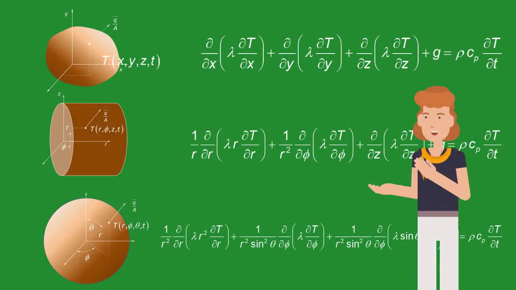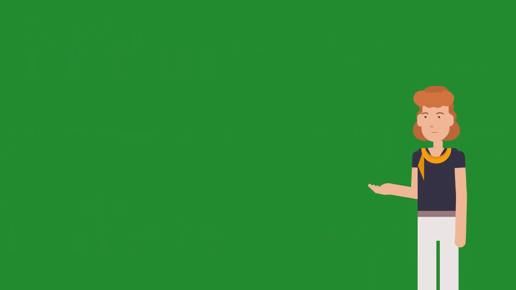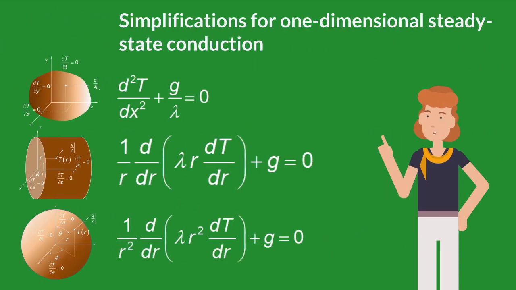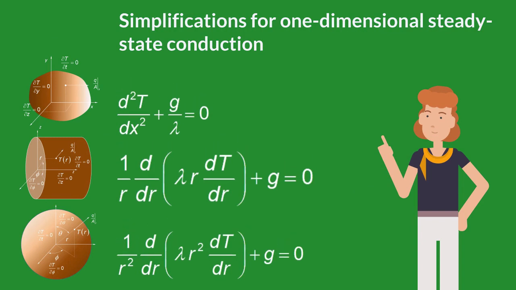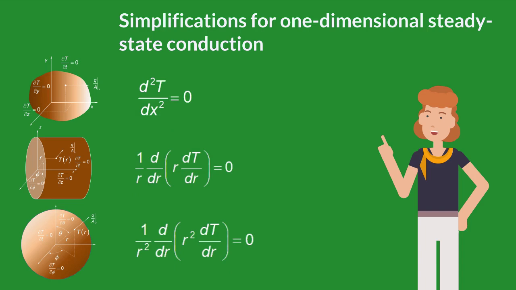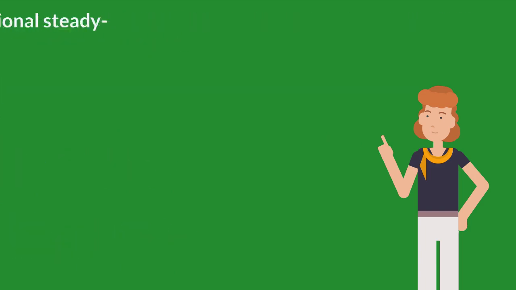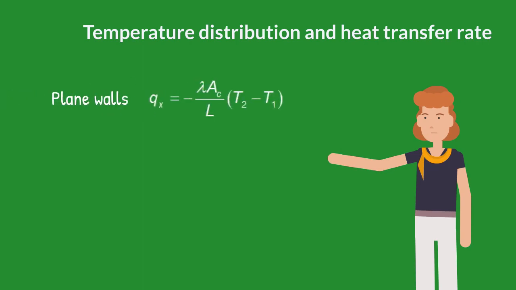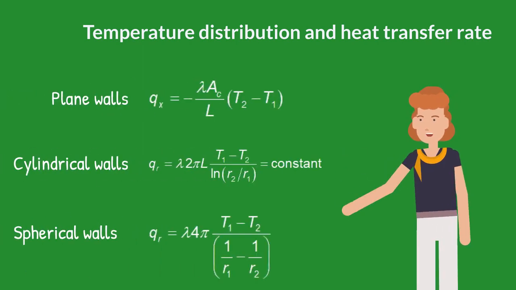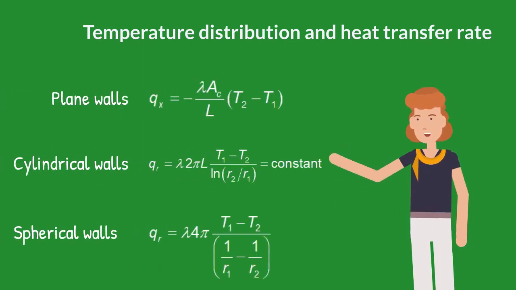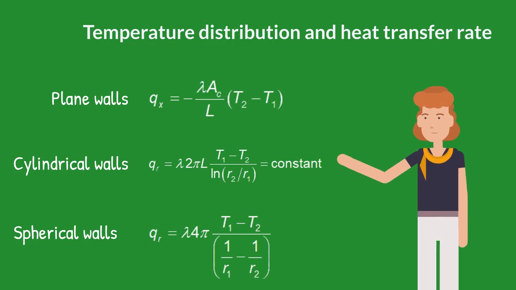Recall that the heat diffusion equation is a complex differential equation in partial derivatives. However, it can be simplified for one-dimensional, steady-state conduction. Even more for solids without internal heat generation and constant thermal conductivity. From the temperature distribution, applying Fourier's law, the one-dimensional heat transfer rate in a steady state can be found.